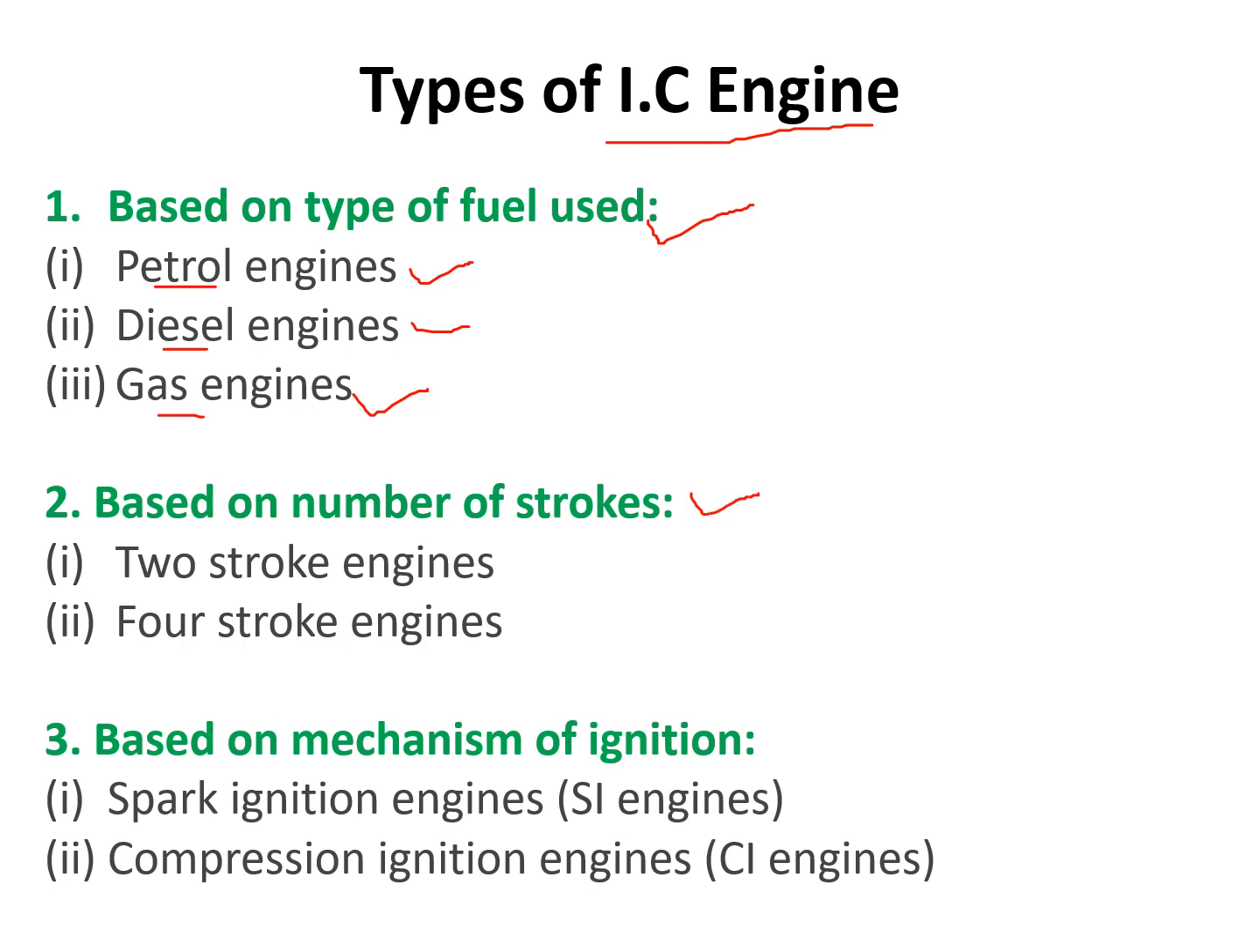The second is based on the number of strokes. In this we have the 2-stroke engine and the 4-stroke engine, because from that engine the power is developed. So when we are getting one power cycle or one thermodynamic cycle by 2 strokes of the piston, okay? The piston moves inside the cylinder. If two strokes give you one power cycle, then it is known as a two-stroke engine.